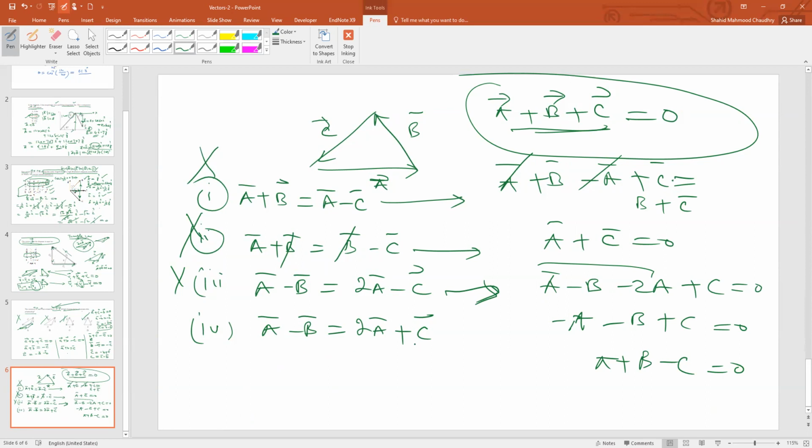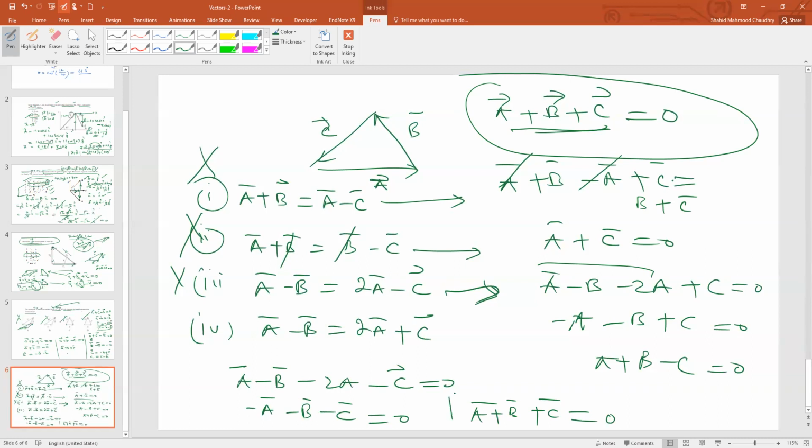No, the last option surely will be correct. But how is it correct? Solve it. A minus B minus 2A minus C equal to 0. So minus 2A plus A minus B minus C equal to 0. So you can take minus common and the answer will be A plus B plus C equal to 0. So this is the correct answer.